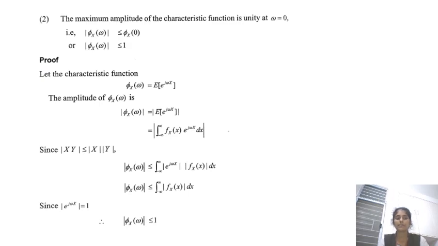Since mod of xy is less than or equal to mod of x times mod of y, mod of φx(ω) is less than or equal to the integral from minus infinity to infinity of mod of e^(jωx) into mod of fx(x) dx. Mod of φx(ω) is less than or equal to the integral from minus infinity to infinity of mod of fx(x) dx. Since mod of e^(jωx) equals 1, therefore mod of φx(ω) is less than or equal to 1.